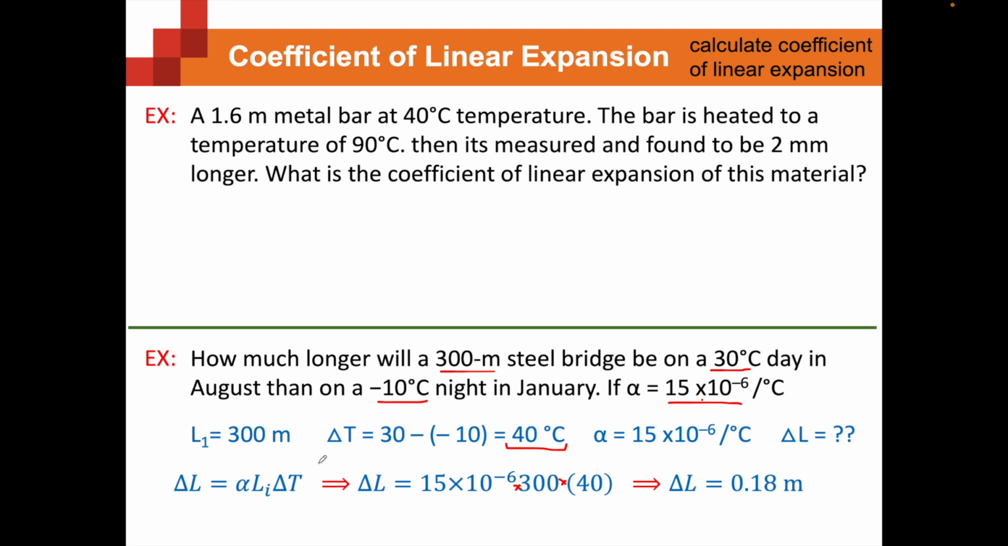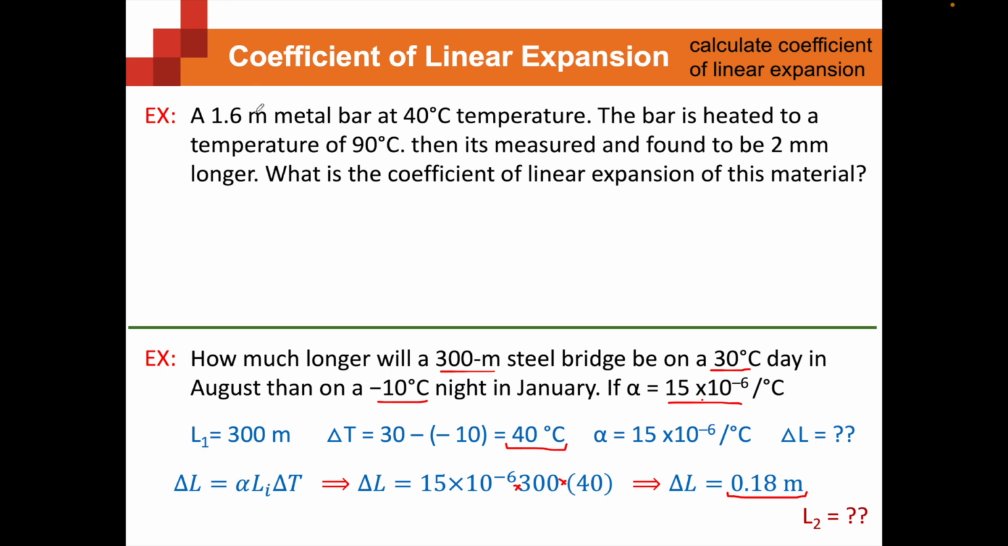Okay, so we multiply it together. We will have a change of length of about 0.18 meters. If I asked you what the final length would be, all you would need to do is take your 300 and add 0.18 to it, and you should get 300.18 meters.